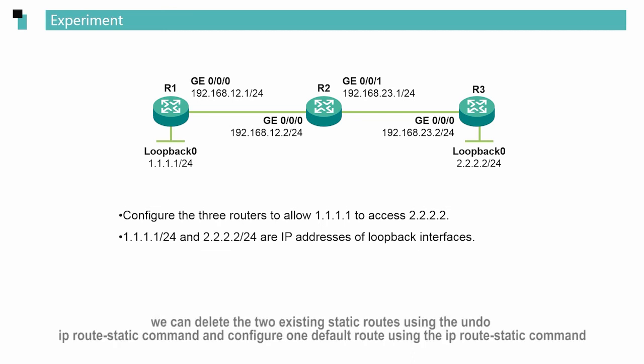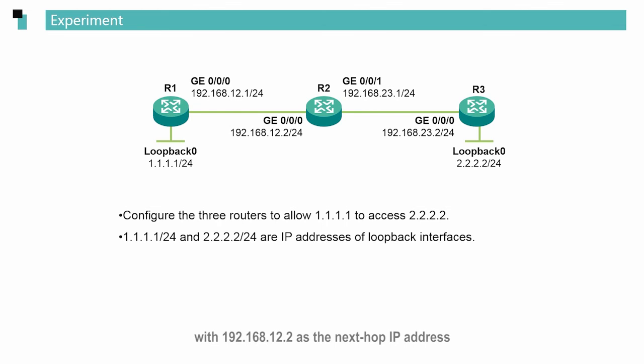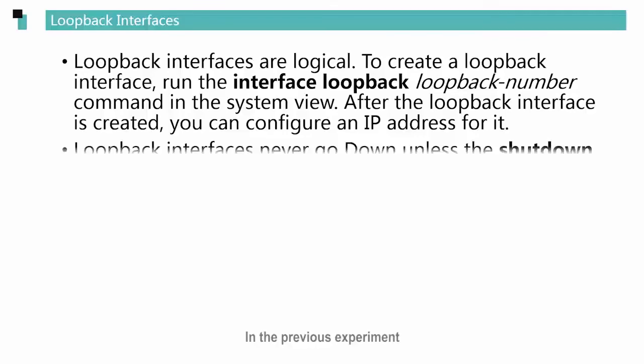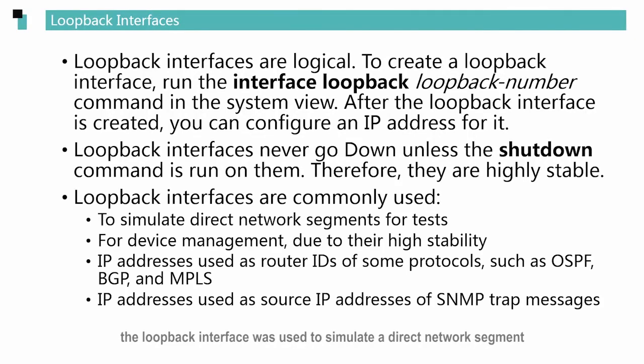In this case, we can delete the 2 existing static routes using the undo ip route-static command and configure one default route using the ip route-static command with 192.168.12.2 as the next hop IP address. We can then check the default route in the routing table. Now, let's check whether R1 can ping the loopback interface on R2. The ping succeeds.